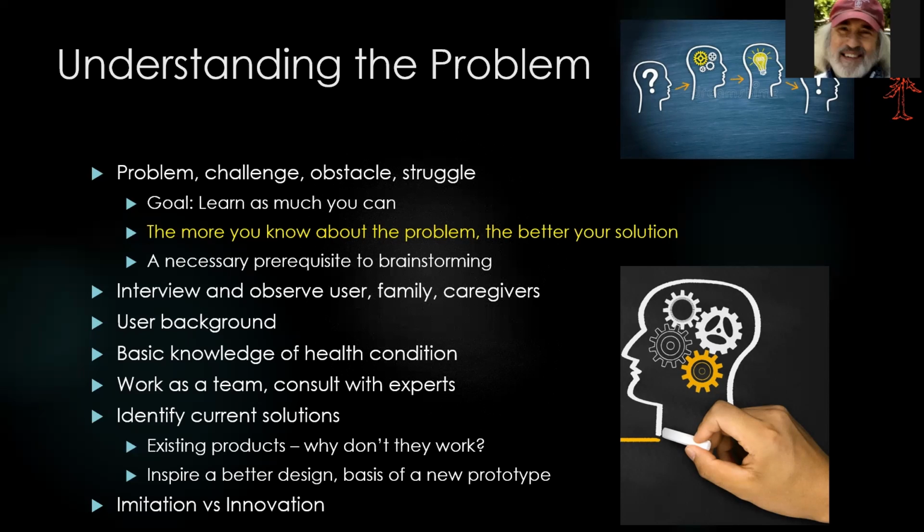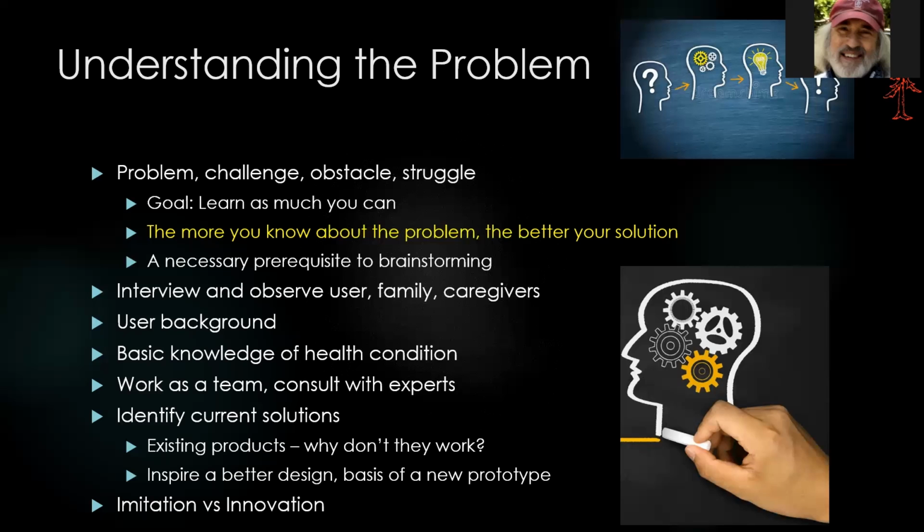You don't want to be in a situation where you build something, and because you didn't understand a particular part of the problem, your solution is inconsequential. It doesn't work. You need to have knowledge of the problem, because that's a prerequisite to brainstorming, which I'll talk about next. So how do you understand the problem?